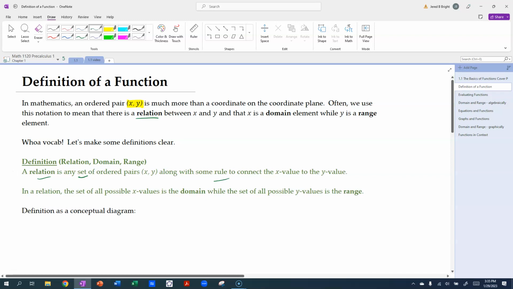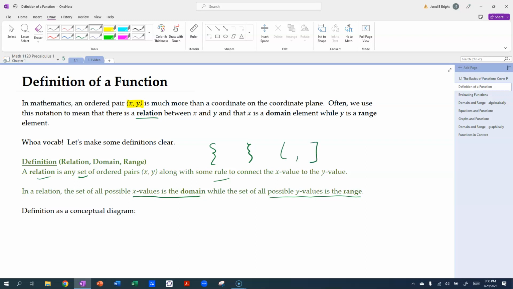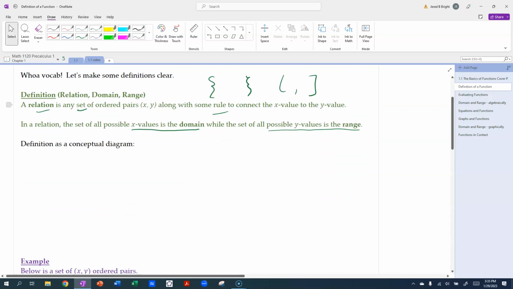In that set, when we look at all the x's, that is what we call the domain of the relation, and then all possible y values are the range. Those again are sets, so we have set notation. Typically when we do sets, we have to enclose the members in braces. I call them curly brackets sometimes. Otherwise, if we have an interval, we know interval notation, so we might have parentheses or square brackets, something like that.